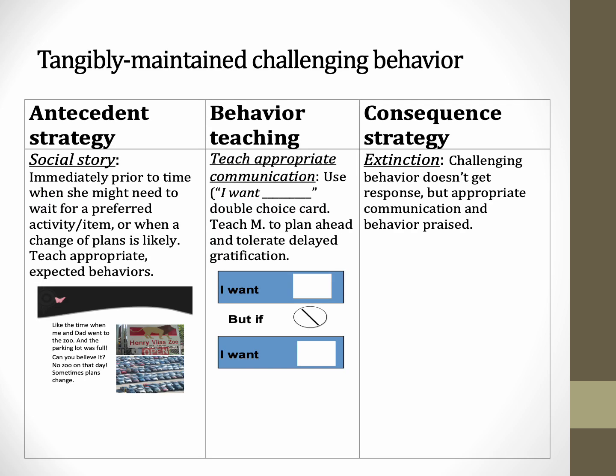So here's the first example. If the problem behavior is maintained to gain something, to gain tangible things like a preferred item or activity, the possible antecedent strategy is social story intervention. So you can read the story so you can prevent the problem behavior from occurring, and you can directly teach appropriate behavior. You can use communication cards, so you will teach appropriate behavior. And the consequence strategy might be extinction, so challenging behavior will be ignored but appropriate behavior will be praised.